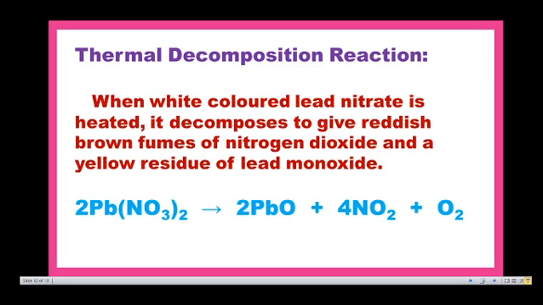Lead nitrate, which is white in color, was taken and it was heated. It decomposes, produces three simpler substances. One is lead oxide, yellow color precipitate, and nitrogen dioxide, a brown fume appears, and oxygen also liberated. So nitrogen dioxide and oxygen are gases, and a yellow residue of lead oxide is formed. So this is also an example of a thermal decomposition reaction. Lead nitrate decomposes into lead oxide, nitrogen dioxide and oxygen.